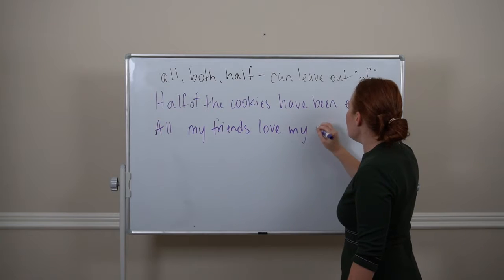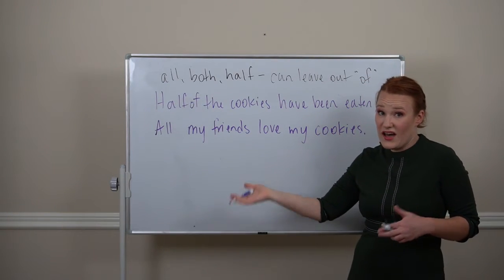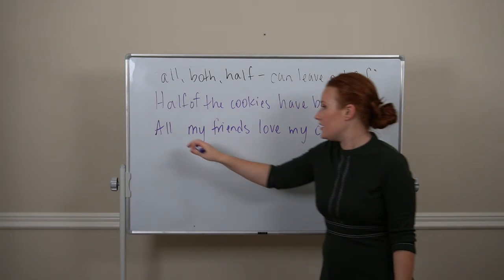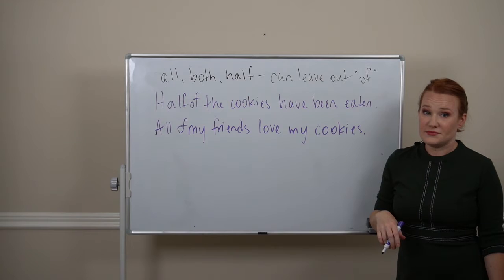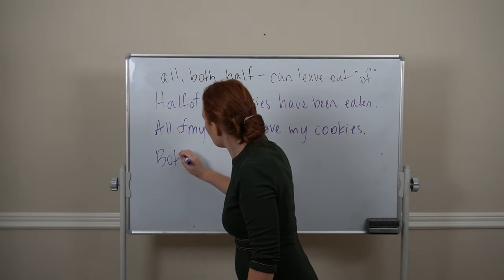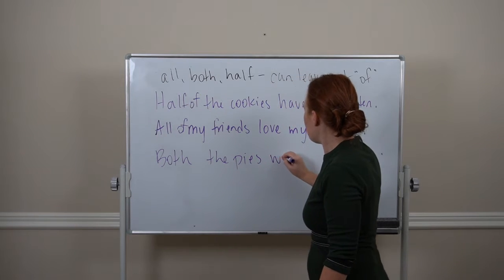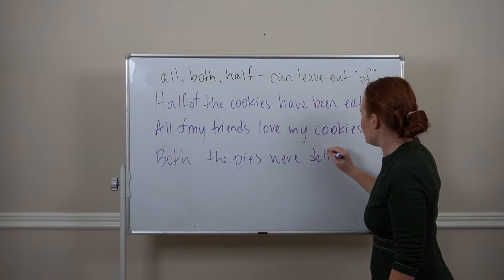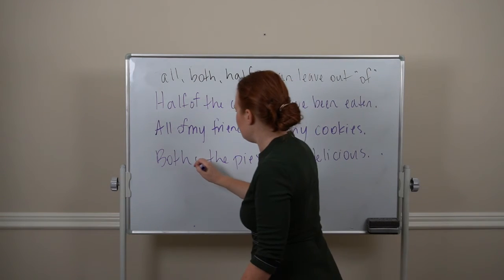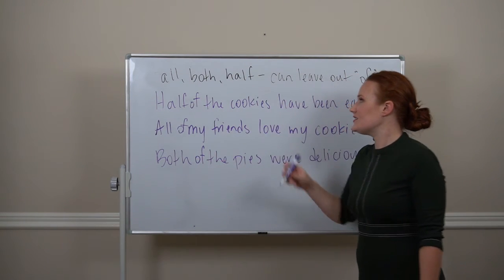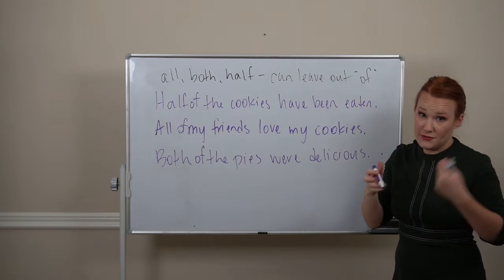All my friends love my cookies. Again, with all, we can do of, we can leave it out. They're both fine. All of my friends love my cookies. I could say both the pies were delicious, or both of the pies. So with these three, all, both, half, the of is optional. We can leave it out.